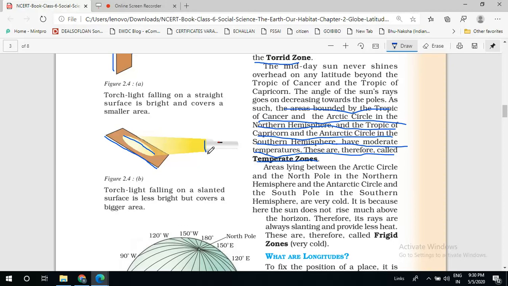And you will be surprised to know that on both the poles, south pole and north pole, we experience day and night of 6 months duration. There is a 6 months day and 6 months night. That is also because of its distance from the equator, and the light of the sun is falling in a slanting way. That is the reason that it experiences that type of situation. Okay, so this is called a frigid zone.